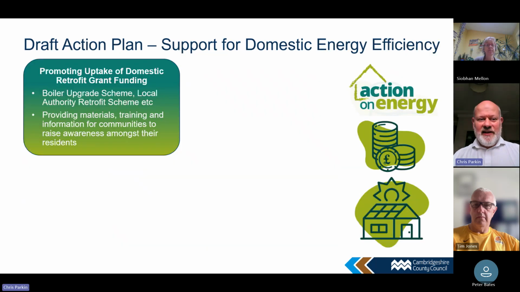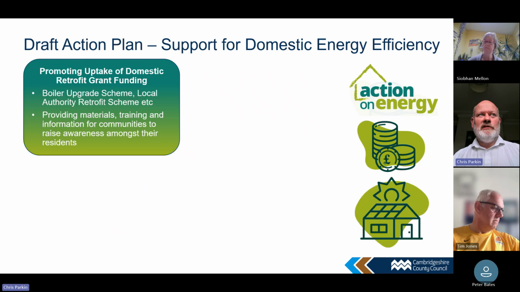The second sort of area covered by the actions is very much around supporting domestic energy efficiency. So here the first idea is helping promote uptake of domestic retrofit grant funding. So things like the boiler upgrade scheme and the local authority retrofit scheme that will come along and replace the home upgrade grant for supporting lower income, lower energy efficiency homes.